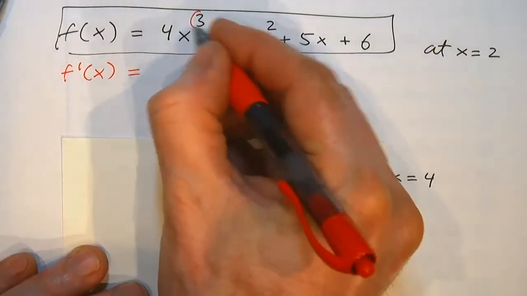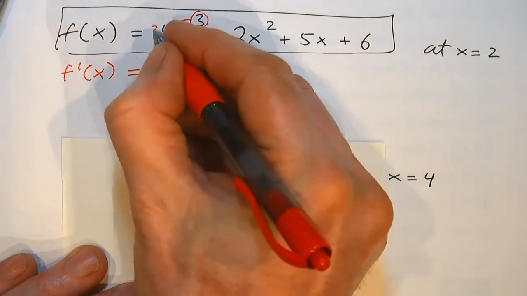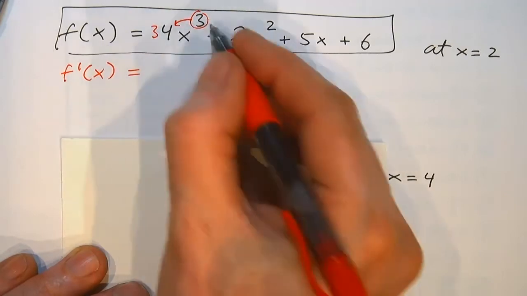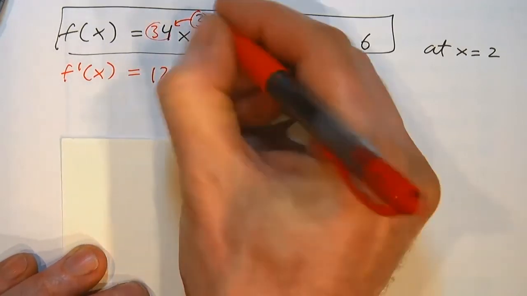For this one, you take the 3, you go to the front. Hey, there's already a number there, right? Just bring the 3 out here. 3 times 4. There's already 4. Just bring your exponent to the front. That's the trick. Bring the exponent to the front. 3 times 4 is 12. And then subtract 1.